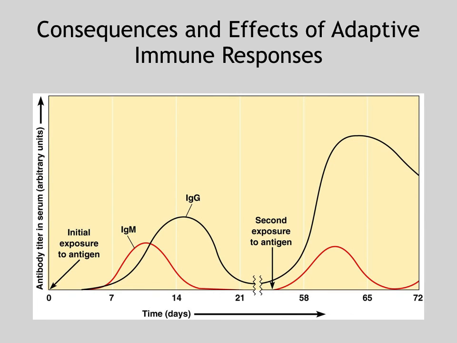Now, I want to talk real quick about some of the different effects and consequences of adaptive immune responses. Now, here we have a table, this kind of graph, and the red line is representative of IgM antibody count, how many IgMs are in the system of an infected individual. And the black line is IgG antibodies. And what I want you to really see here is the very first time from 0 to about 21 days. So this is the very first time at 0 that anyone is ever exposed. This is primary exposure, first exposure.